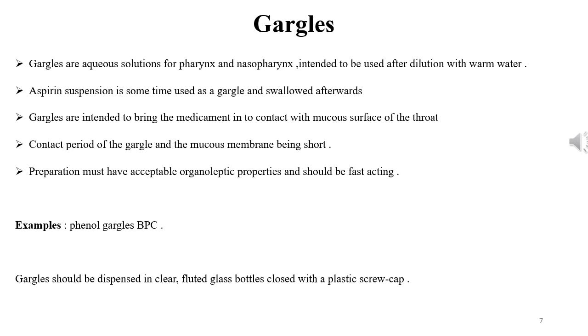So basically, what is the pharynx? The pharynx is the part of the throat behind the mouth and nasal cavity and above the esophagus and larynx. Gargles are intended to bring the medicament into contact with the mucous surface of the throat. When it comes in contact with the mucous surface of the throat, it will show its effect. Suspension also came in the market after this evolution of the gargle formulation. It is first used as a gargle, then it will be swallowed.